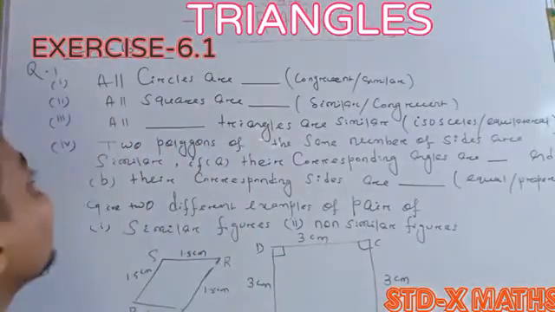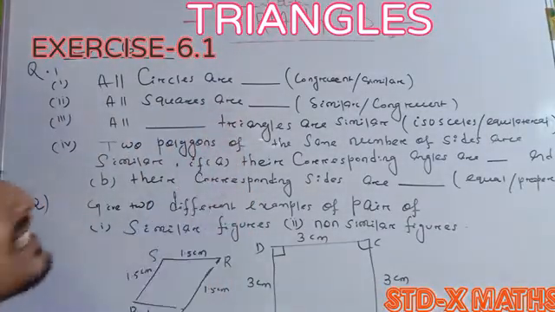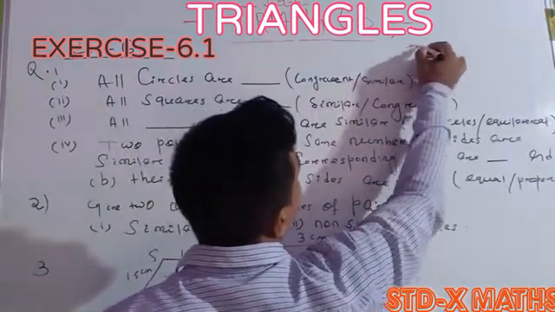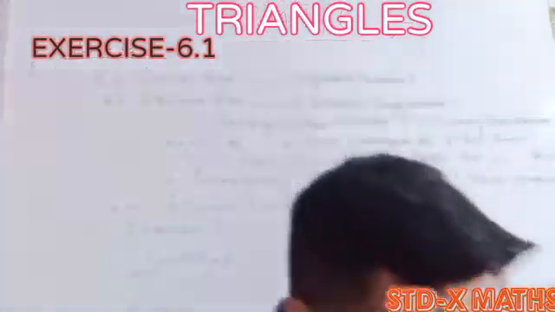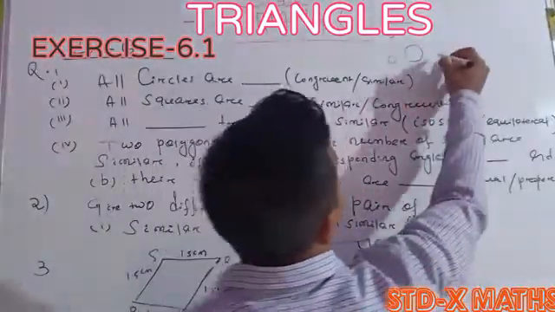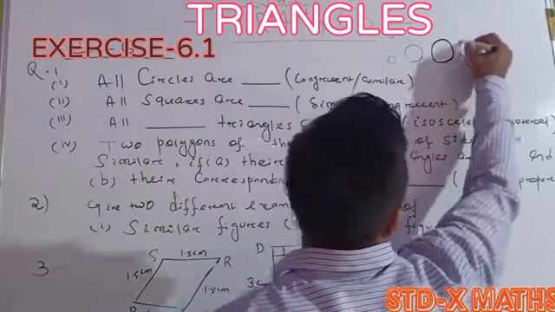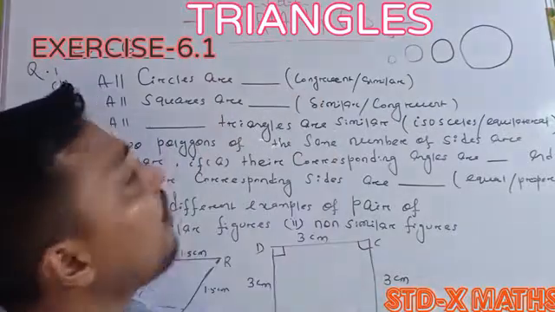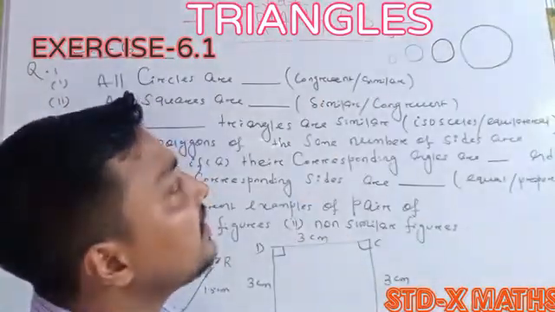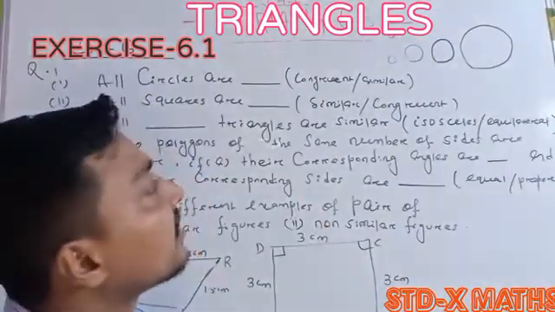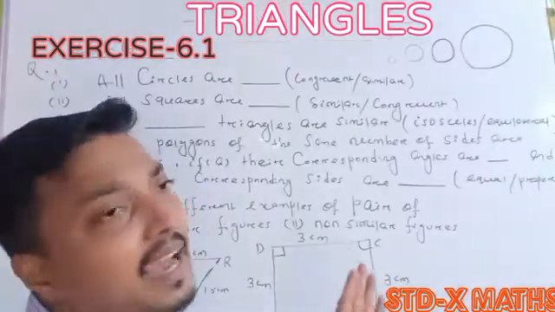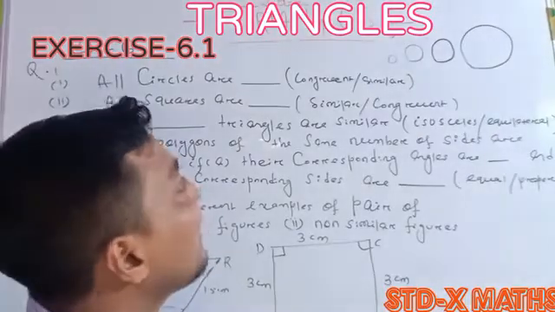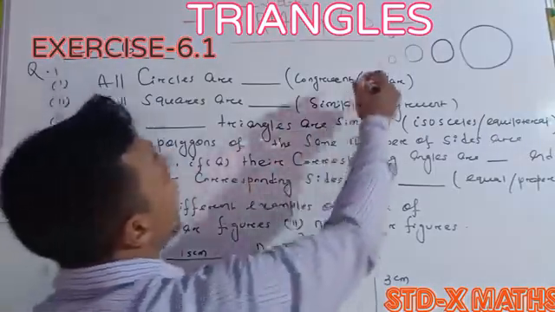First it is given that all circles are dash. All circles means the circle may be this one, otherwise this one, otherwise this one. Amongst all these circles, one thing is common. Their shape is the same, but their size is not the same. So we can call all circles similar.